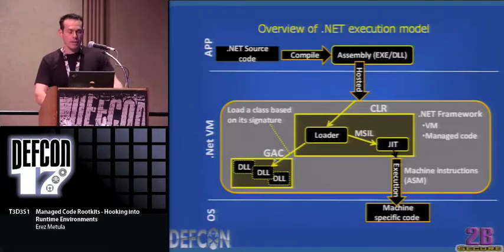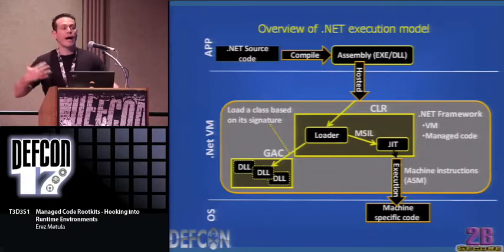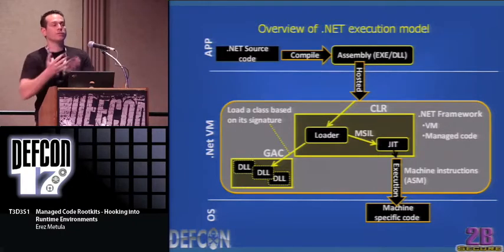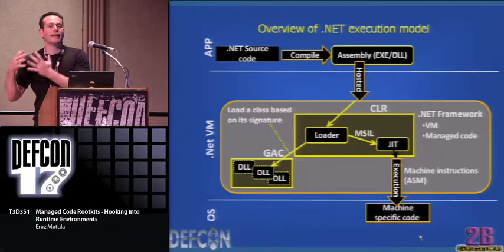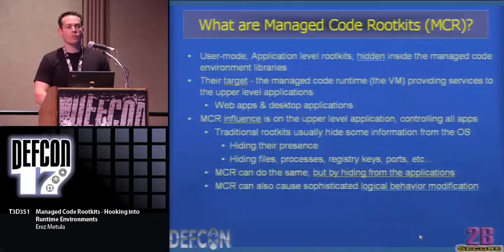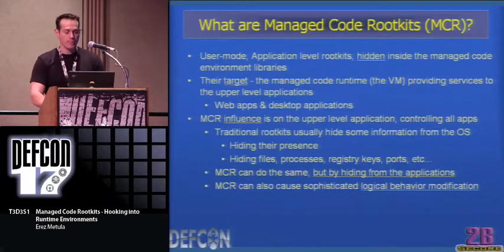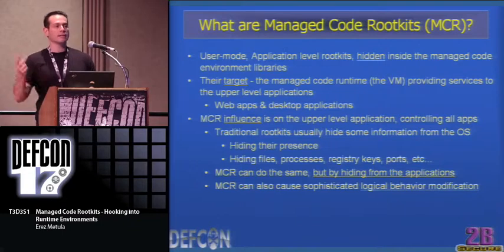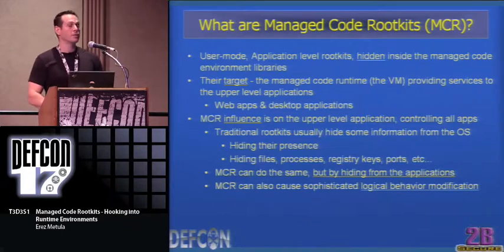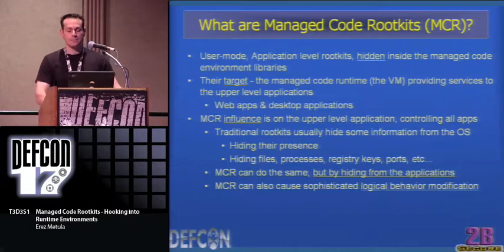very sophisticated logical attacks. The target of MCRs is the virtual machine that provides the services to the upper level application. So basically, we're hiding information from the application, not from the OS or the CPU as in traditional rootkits. The influence we have is on all of the applications that run on a specific virtual machine. We can do stuff like regular rootkits, for example hide files, processes and registry keys. We can also do some very interesting logical things.